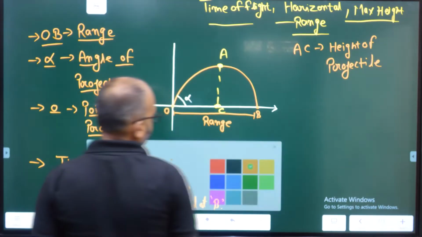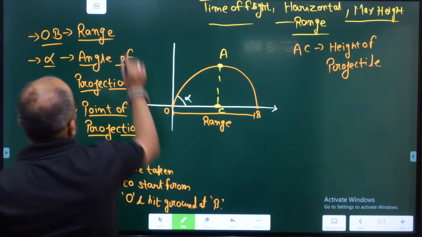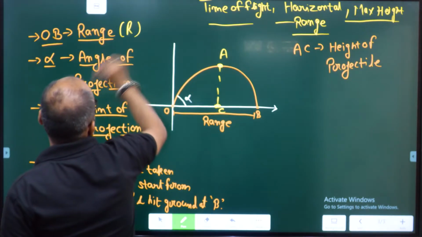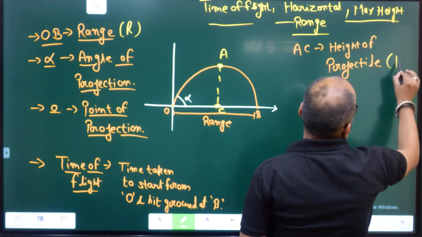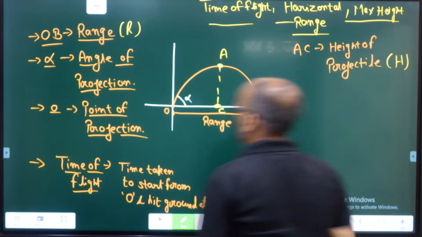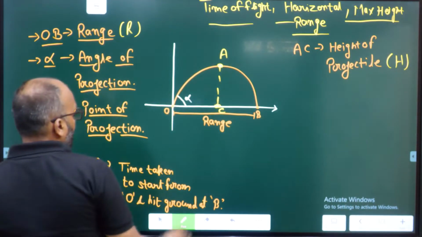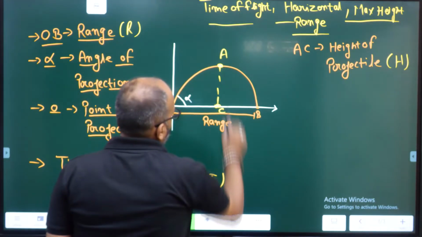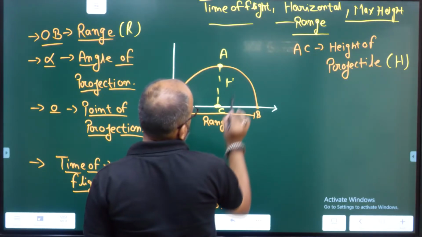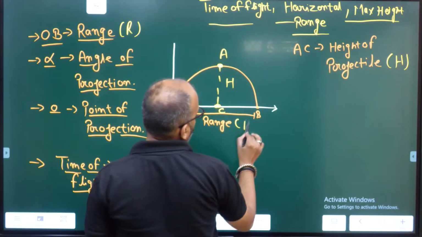Please see, range will be denoted by R, capital R. Height will be denoted by capital H. Time of flight will be denoted by capital T. So this height will be H, range will be R.